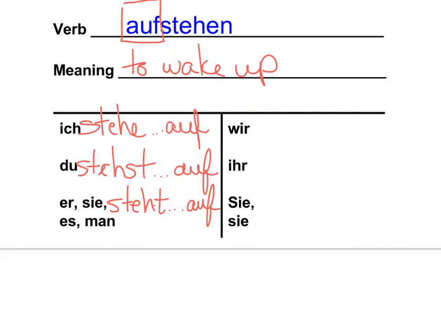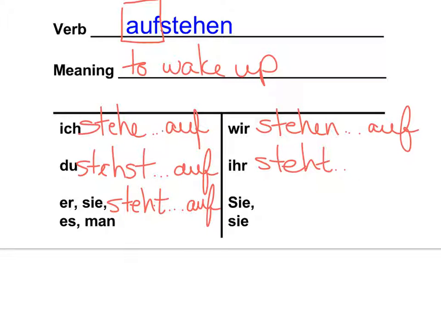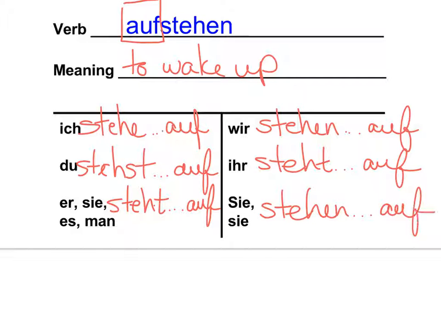What about wir? Stehen and auf. Ihr steht, and auf. And last one, sie, Sie, stehen, and auf. There you go.